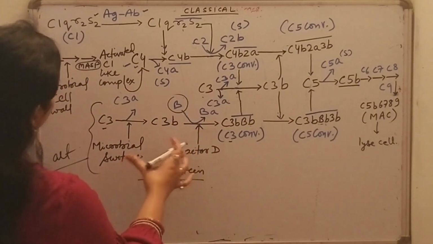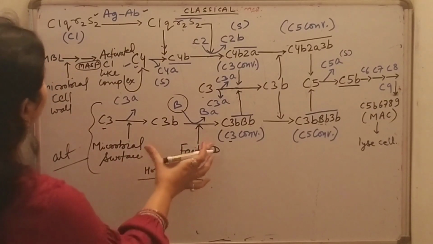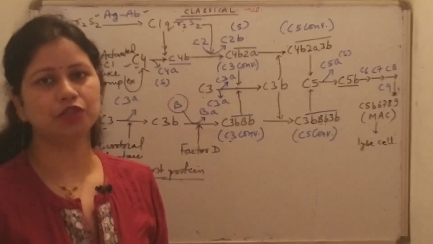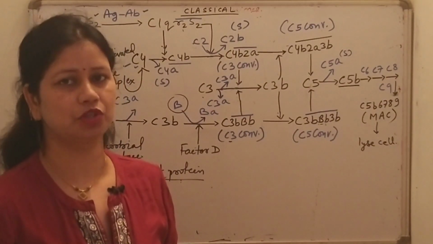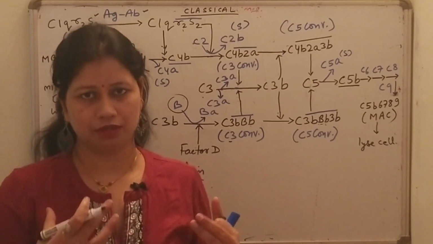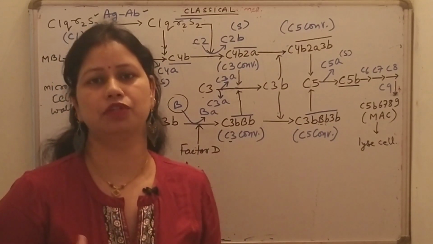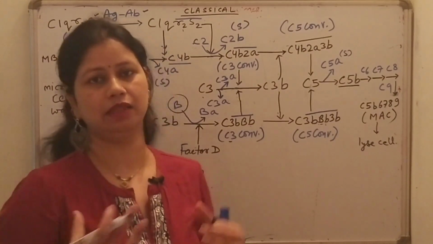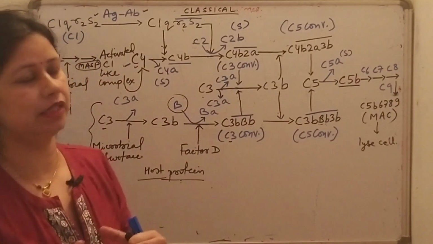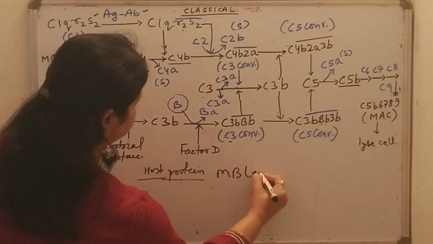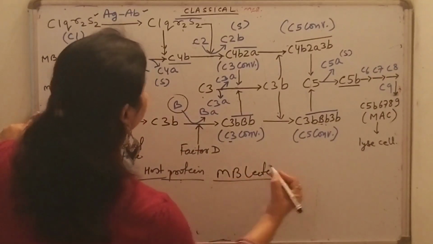So what are lectins? The first question that arises is, what are lectins? Lectins are proteins that recognize and bind to specific carbohydrate residues, especially mannose. This is one of the reasons that the lectin pathway is also known as the MB lectin pathway, meaning mannose binding lectin pathway or mannan binding lectin pathway.